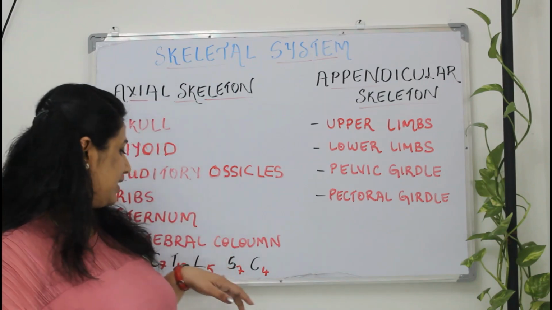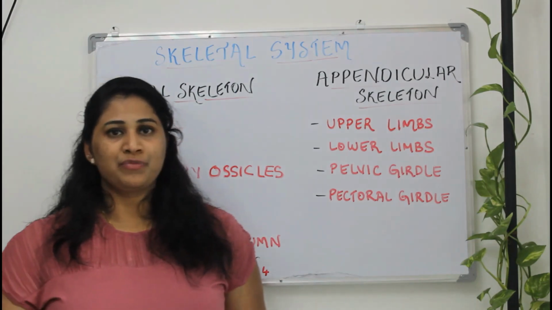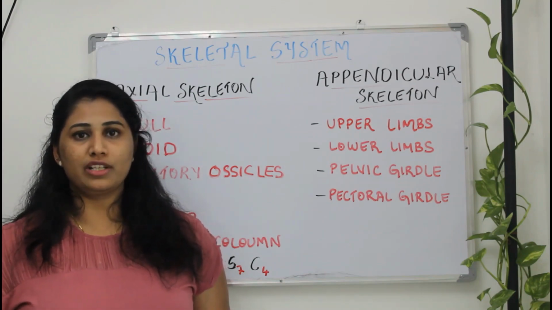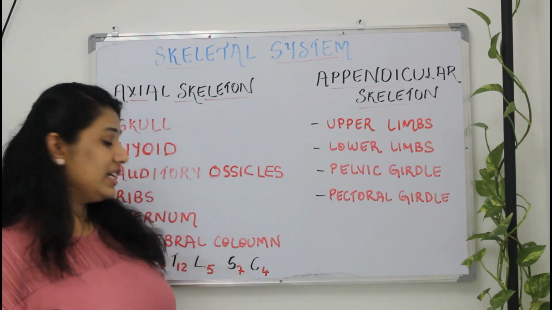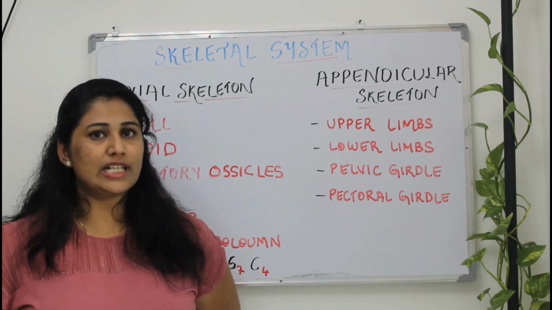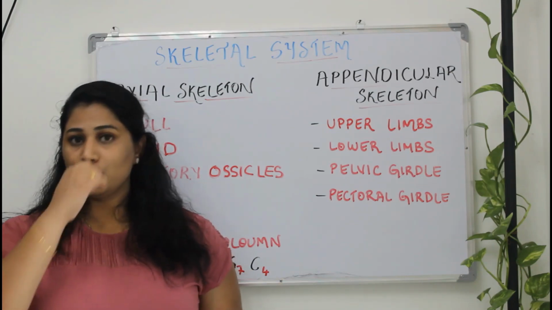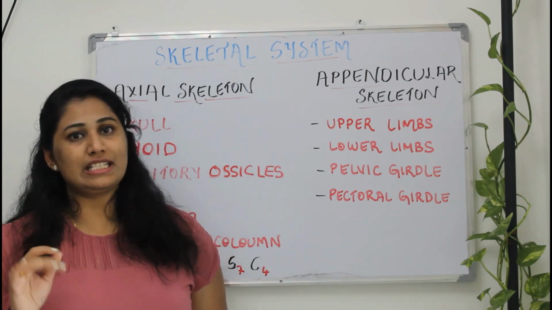Okay, so the next one is the sacrum and coccyx. After the lumbar, it will be the sacrum and the coccyx. Sacrum and coccyx are the fused bones. It is also known as the tailbone. S7 and C4. So these are the fused bones known as tailbones.